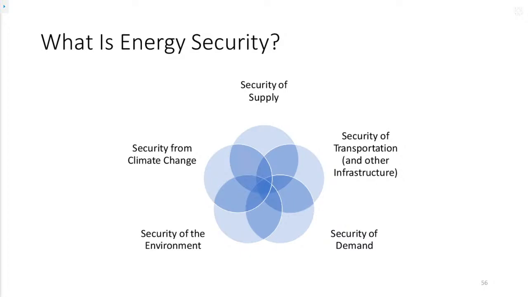So what that means is that we've got an intersection of elements in energy security that go beyond supply. They include transportation and infrastructure. They include environment and climate change. They include demand, and navigating in this space makes it hard to develop ultimately what are going to be the national security challenges that are connected with this.